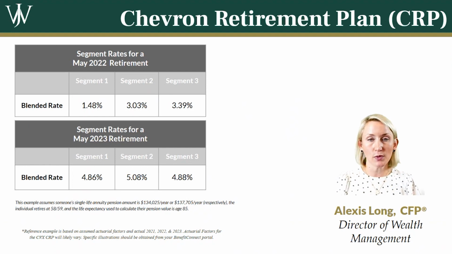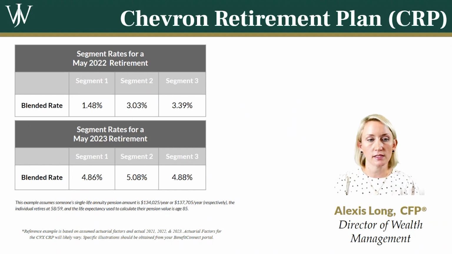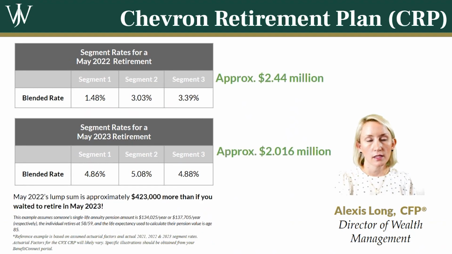But what's happened over this last year is that inflation took place last year. We went into a high inflationary environment. And so the Fed started raising interest rates last year to combat inflation, which caused segment rates to increase. And they increased dramatically between May 2022 and May 2023. You can see how much they went up here in these examples. So if we use the same assumptions that we used in our previous example for a Chevron retiree, here is the difference between those pension calculations if someone had taken the pension last year in May versus this year in May.